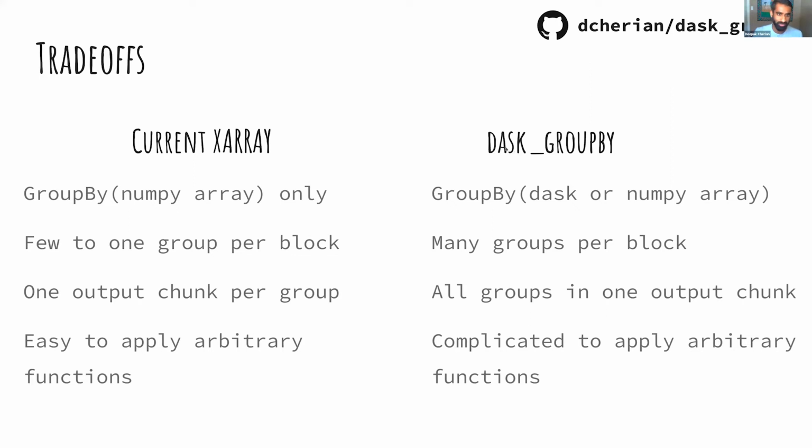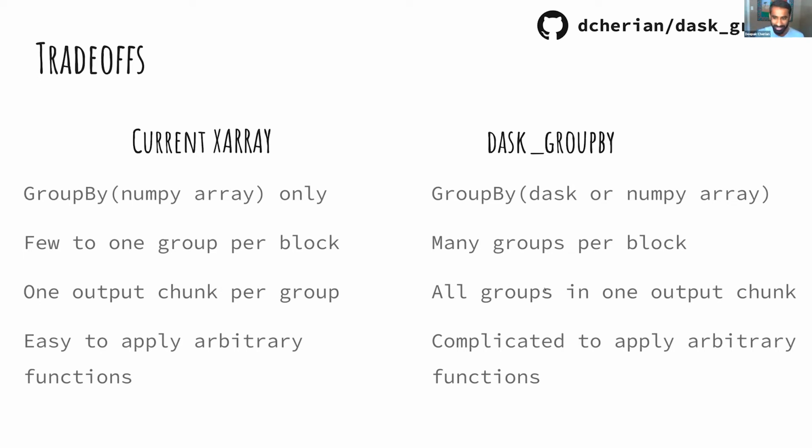There are various trade-offs. The current xarray one really only works if you group by a NumPy array because it needs to know where the groups are to do it. This one, you can do Dask or NumPy. On the left, it works really well when there are few to one group per block, I think. This approach of initial reduction works really well when you have many groups. And then on the left, you have one output chunk per group. On the right, you get all the groups in one output chunk.